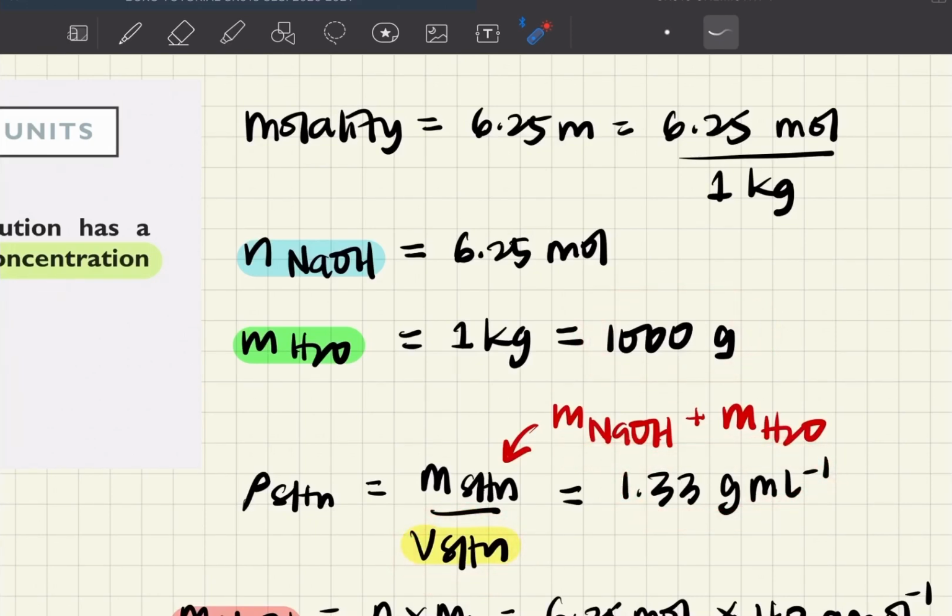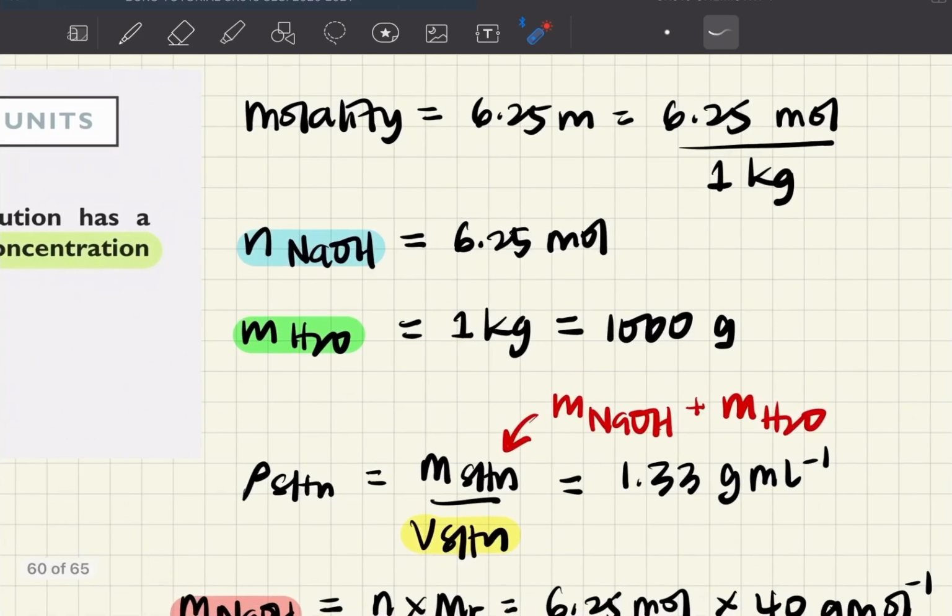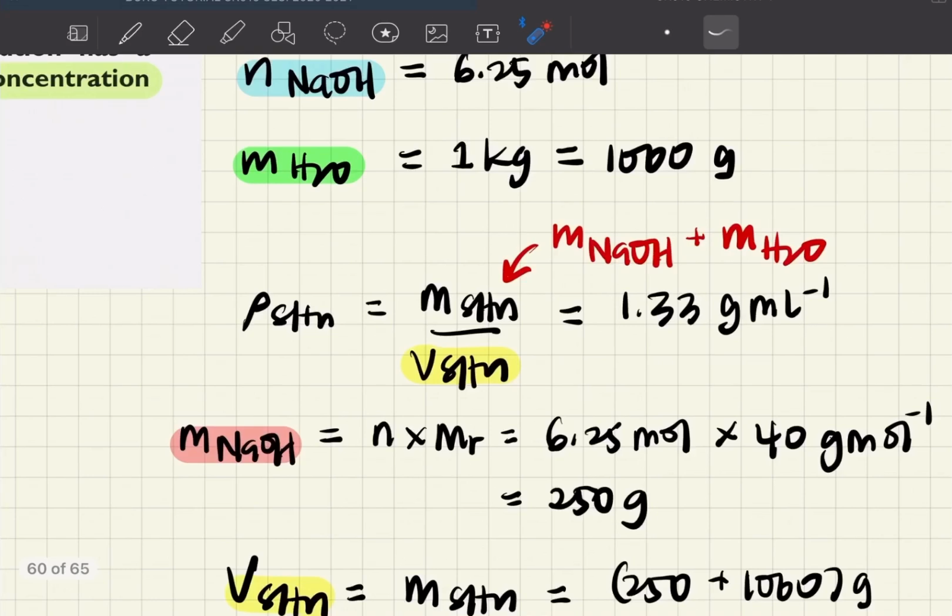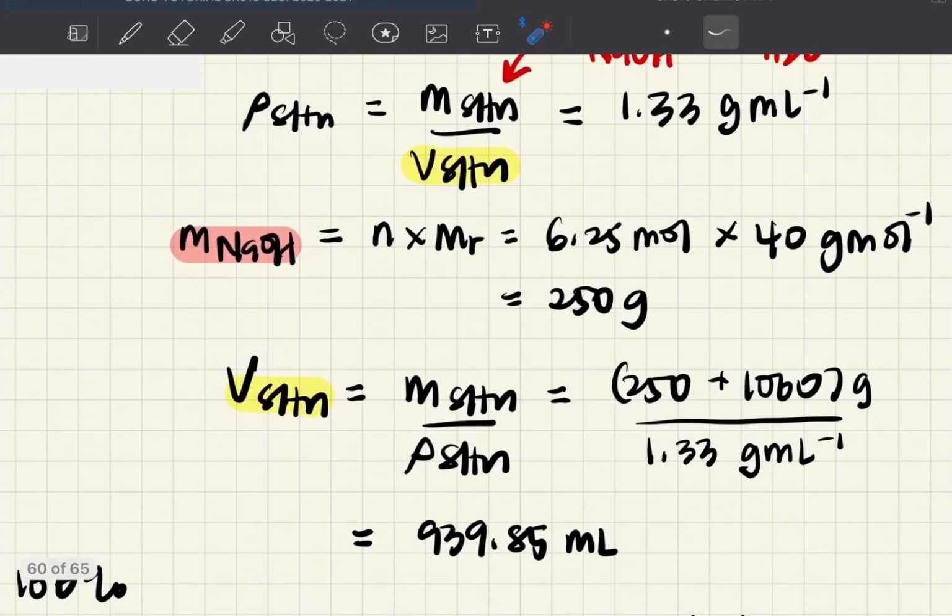Okay, so how do we find the mass of NaOH? Okay, since we already have the mole, that means that we can find the mass lah. Okay, so using this formula, mass equals to mole times molar mass. Okay, we can find the mass of NaOH.